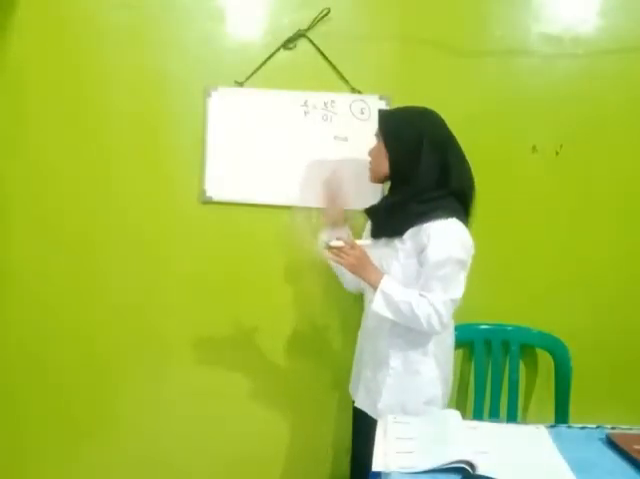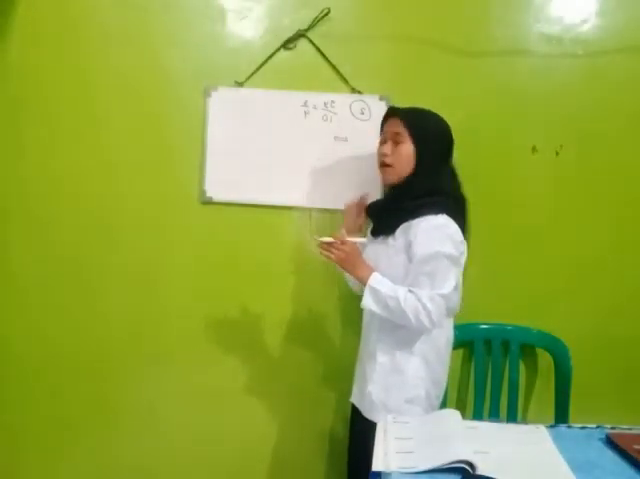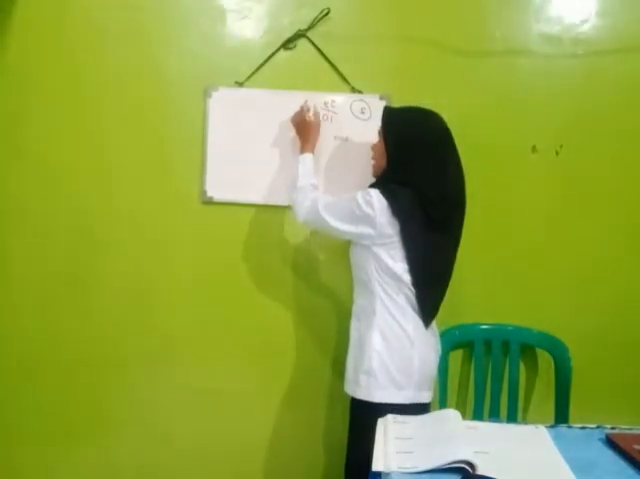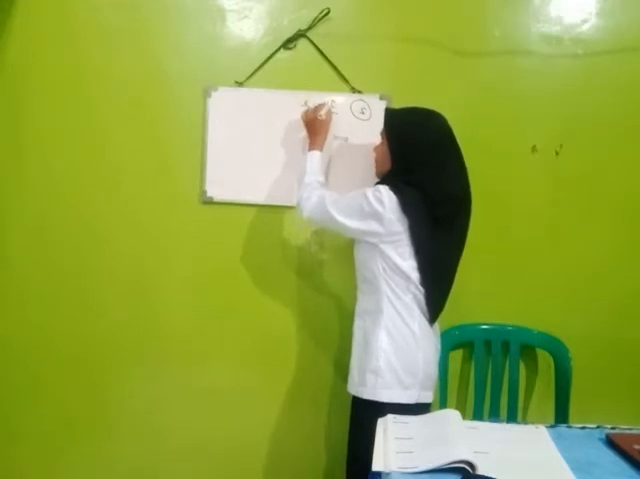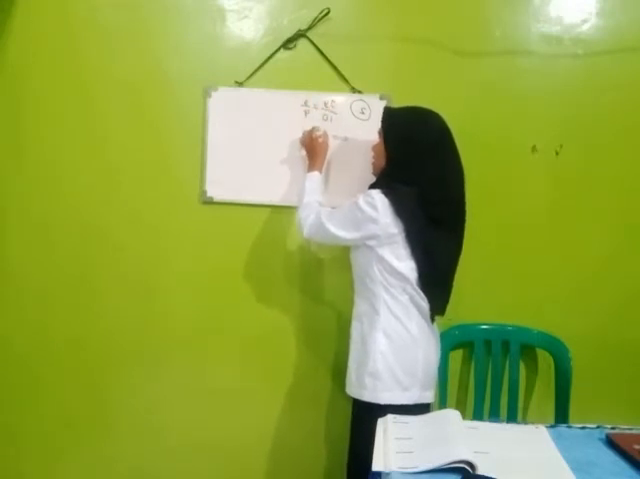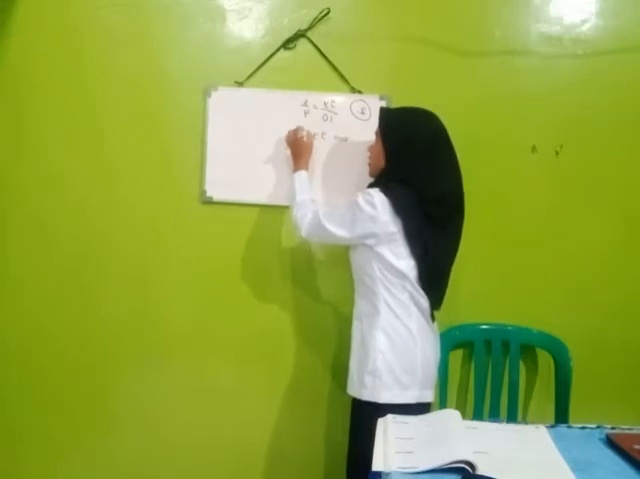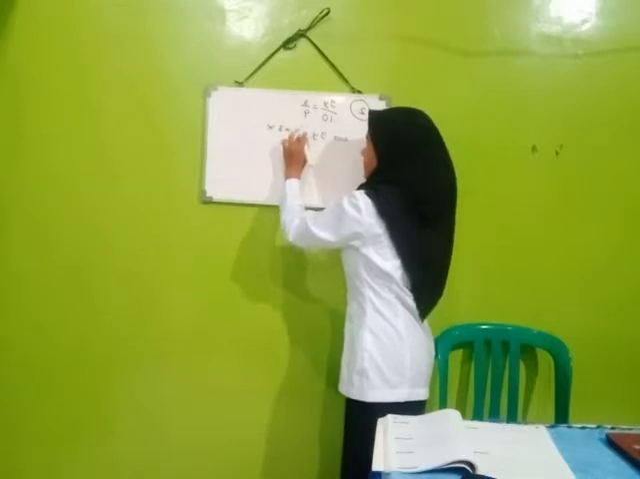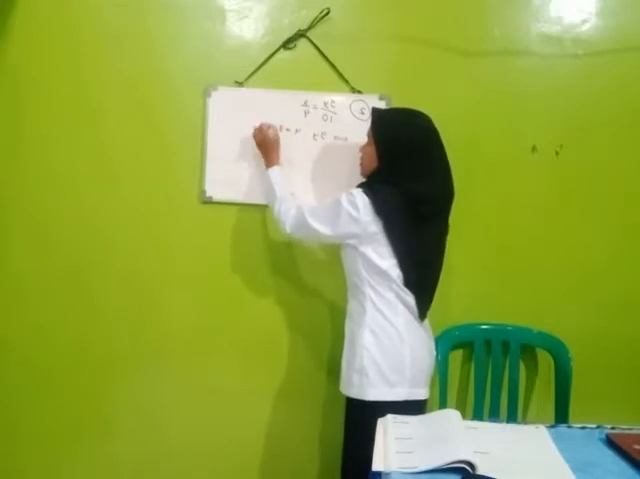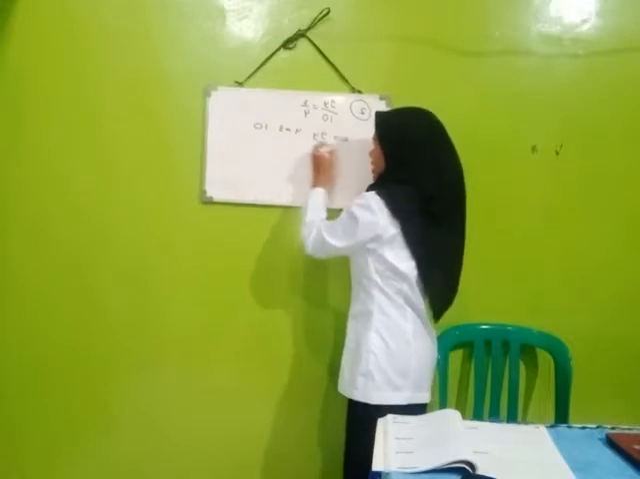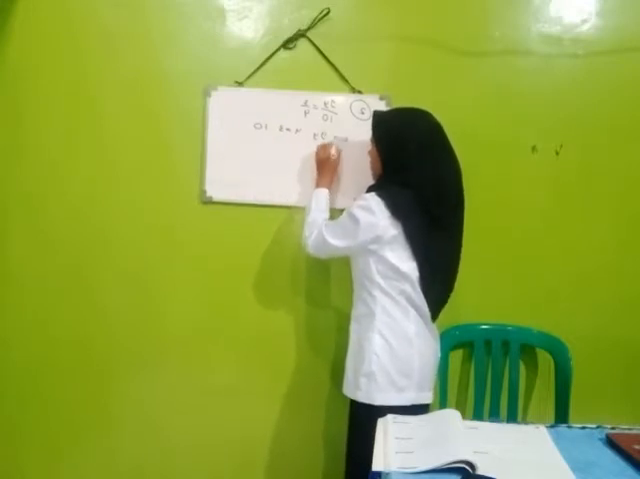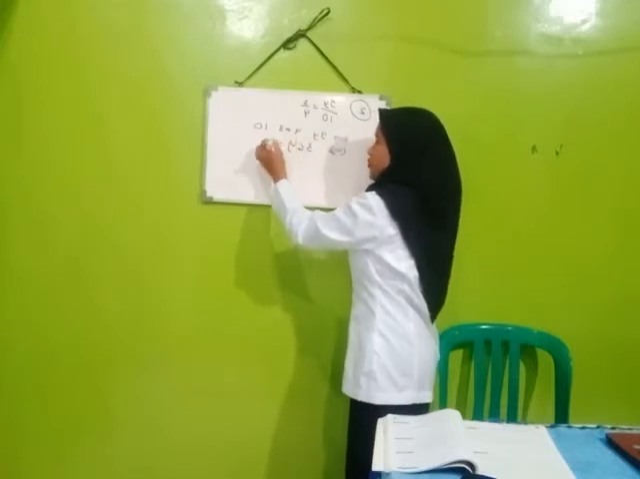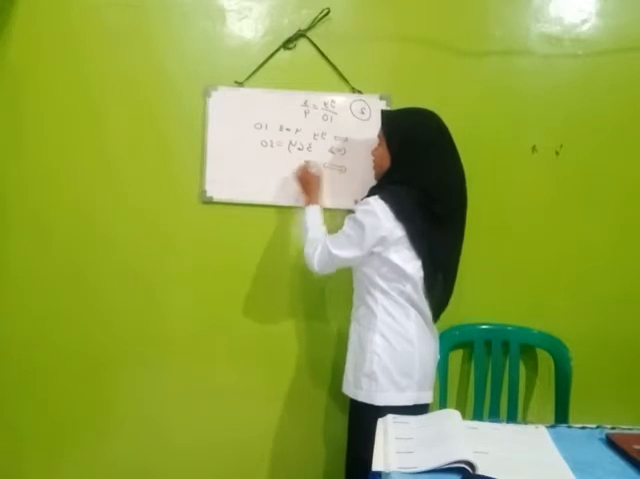We must solve this equation first. By multiplying across, 9 y times 4 equal to 3 times 10. Then we get 36 y equal to 30.